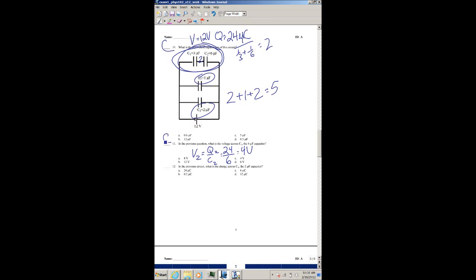Previous circuit, what is the charge across C4, the 2 microfarad capacitor? So I want to know what is the charge across here. I know that it has 12 volts because it's in parallel with the battery and these other capacitors, and so the charge is just going to be C times V. That is 2 microfarads times 12 volts, 24 microcoulombs. That's A.